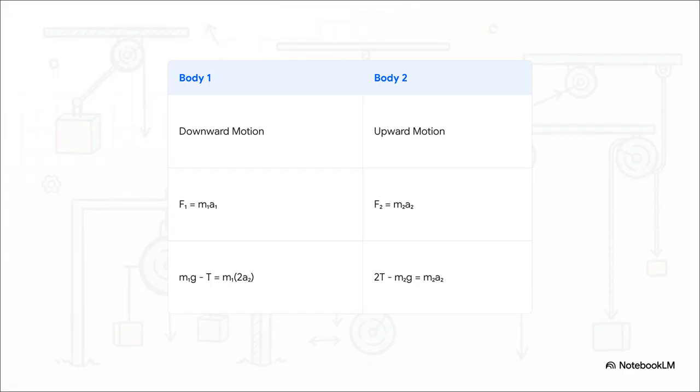Now we translate those force diagrams into math using our old friend F equals ma. For body 1, which is moving down, the net force is its weight minus the tension. For body 2, which is moving up, the net force is that upward pull of 2T minus its weight. And look closely. See what we did there in the first equation? We've already plugged in our kinematic constraint, a1 equals 2a2. That's the secret key that's going to let us solve this whole system.